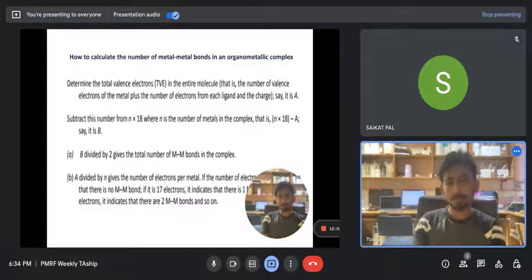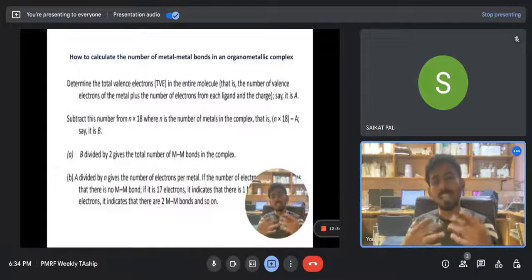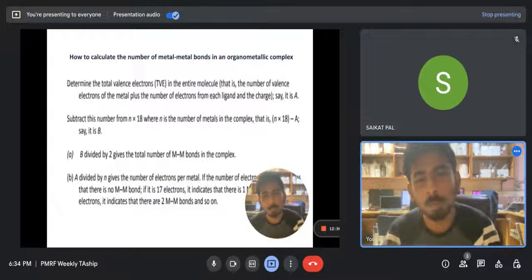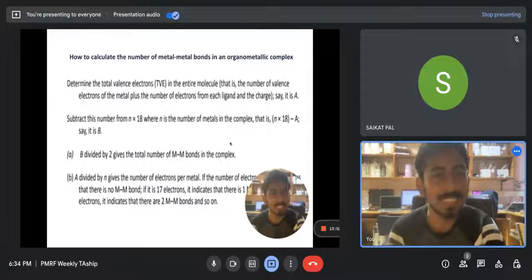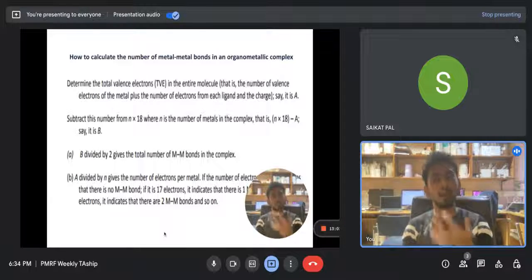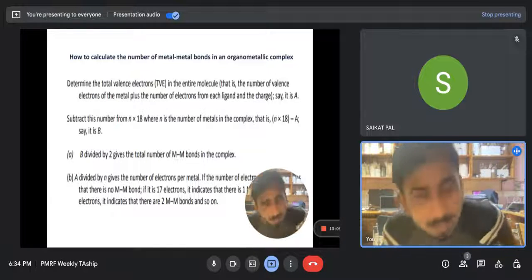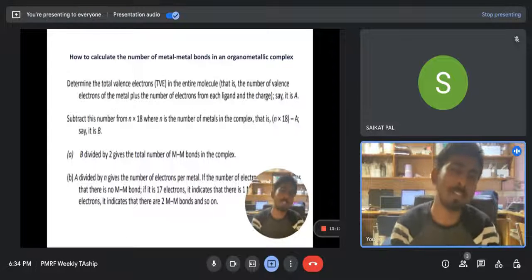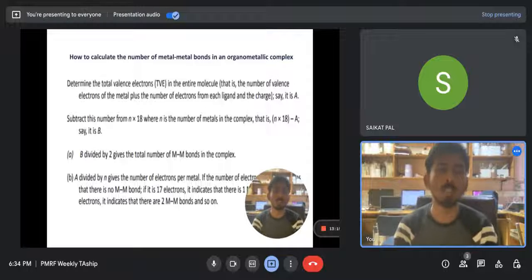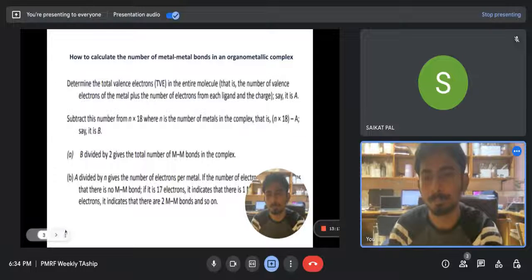So in this way, we can calculate the total number of metal bonds in the complex, and also the number of metal bonds per metal. Having a glance at this formula, we will jump to the next slide, where we have several compounds. All of them are organometallic compounds, metal carbonyls. We'll calculate how many metal bonds are there, or how many bonds per metal are present.